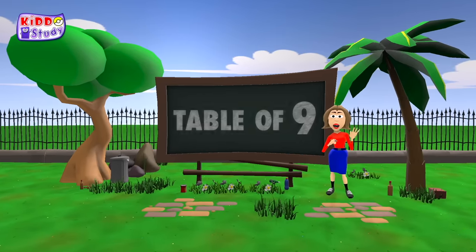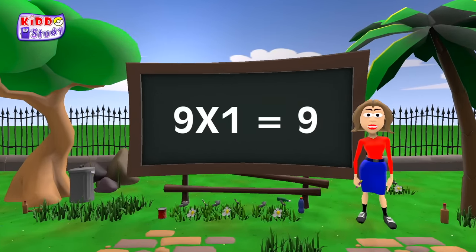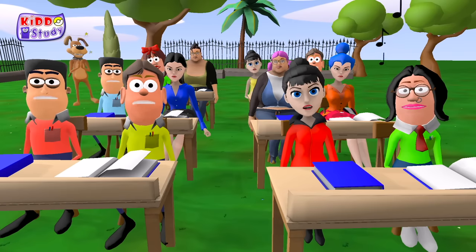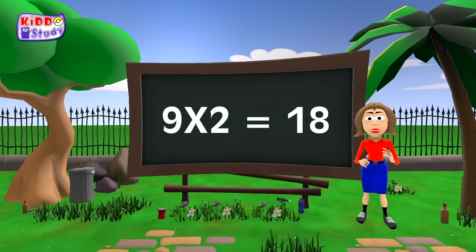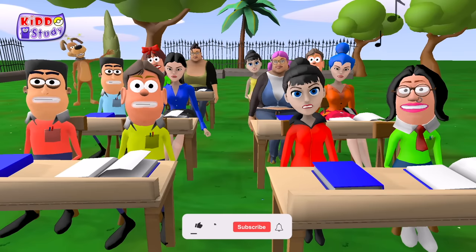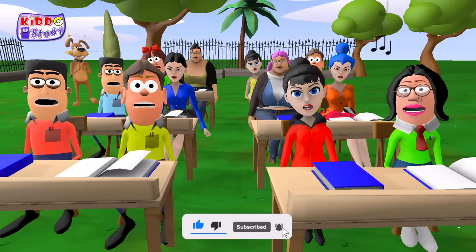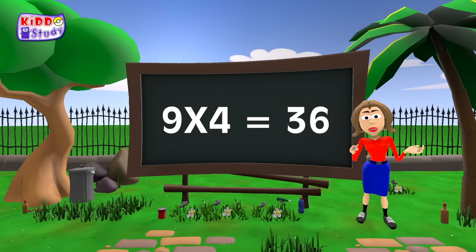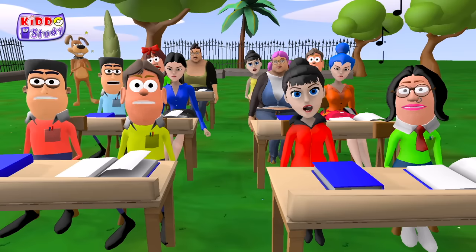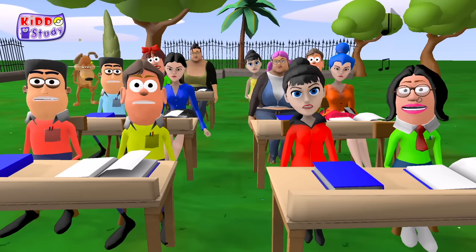Hello children, let's learn table of 9. 9 ones are 9. 9 twos are 18. 9 threes are 27. 9 fours are 36. 9 fives are 45.